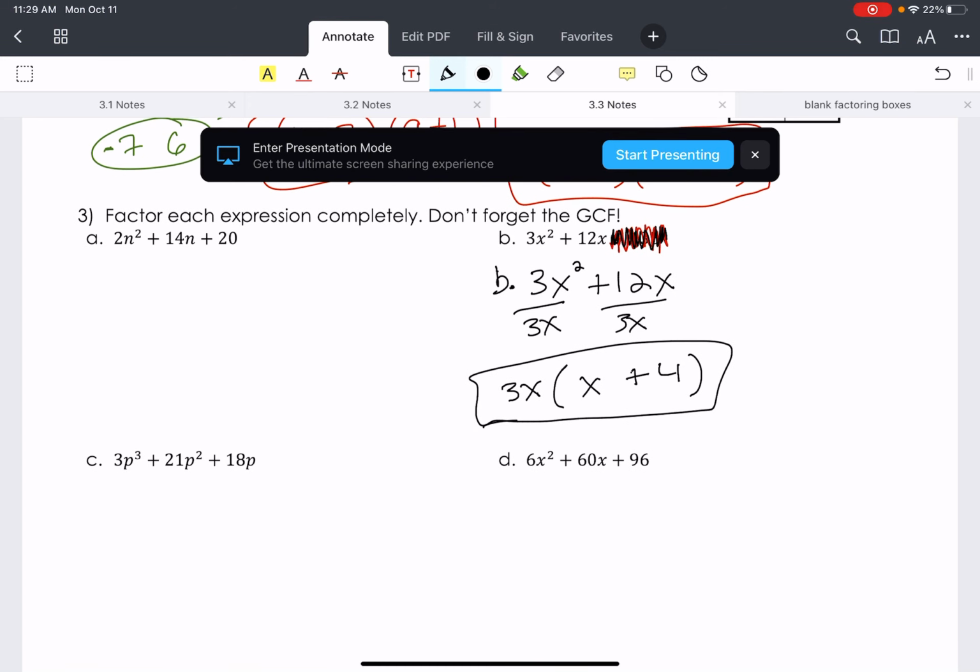So I want you to try D, but you're going to have to cross off the 96. Okay? Cross off the 96. So this is like a trick when it's a binomial, two terms, right? I don't have to do the box because taking out the GCF makes me done. So 6x and x plus 10.